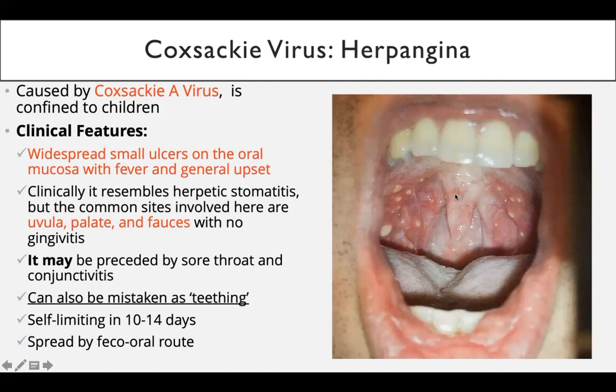And then clinical features: widespread small ulcers on oral mucosa with fever and general malaise. Same, but here we have them on the fauces, on the palate, on the uvula. Tongue is not coated because tongue was taken care of by the HSV. HSV said, I will coat the tongue. Herpangina said, okay, I will coat uvula, palate, and fauces. So by coating I mean the ulcers or the vesicles or the lesions are found in the case of herpangina in fauces, palate, uvula. I have repeated it enough times. I hope you will not forget.